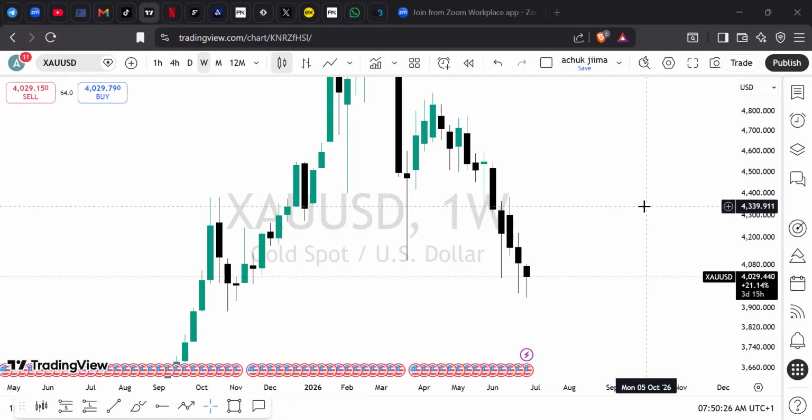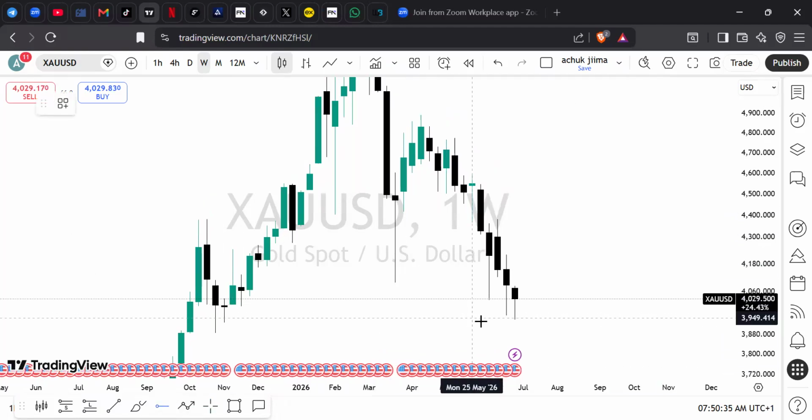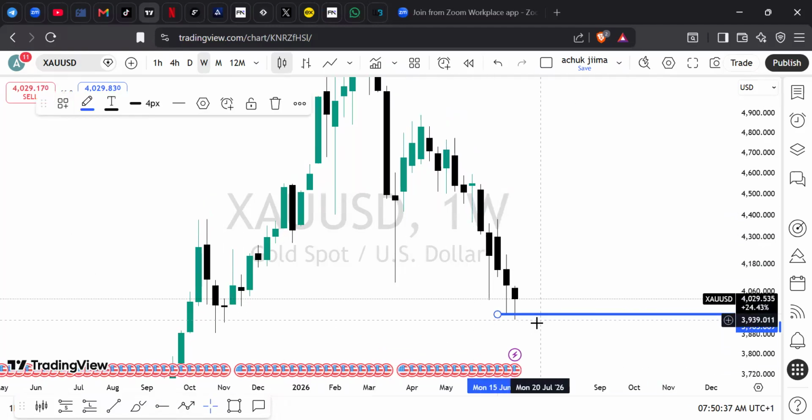So this is the gold weekly time frame, and we're still looking for buying opportunities because the market is at lows. And these are the lows we're talking about. This is the weekly low, and this is the low from which we traded last week.